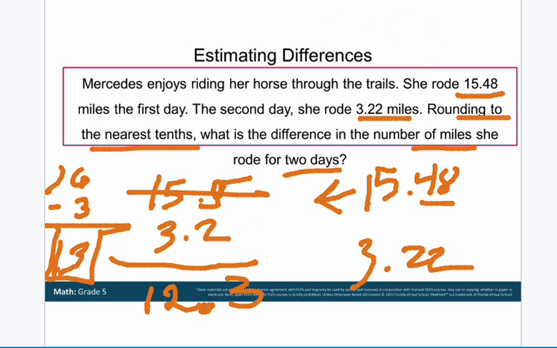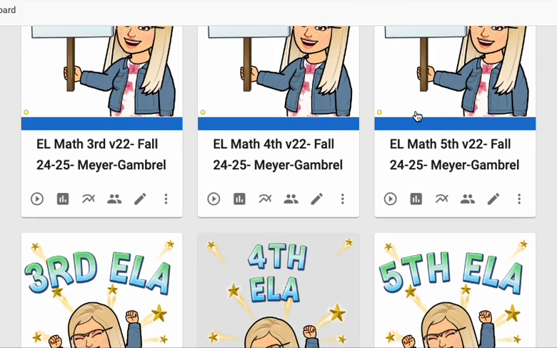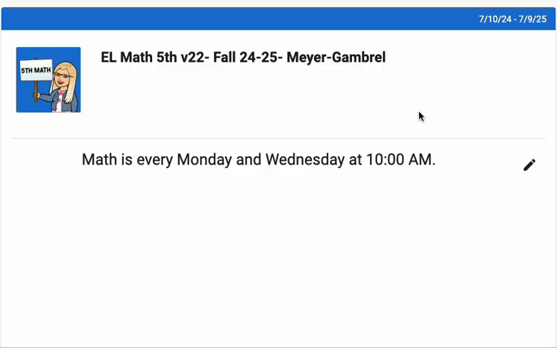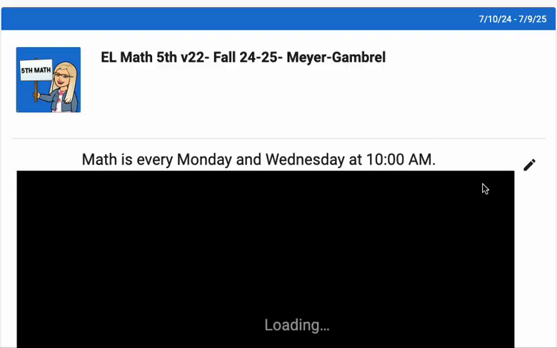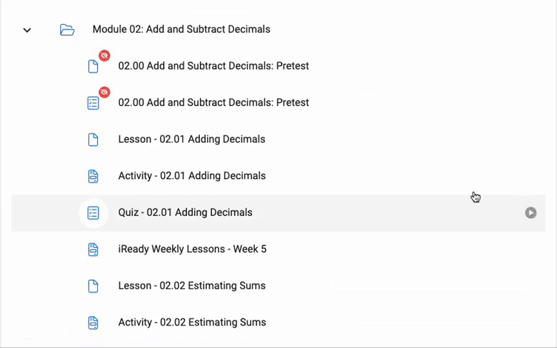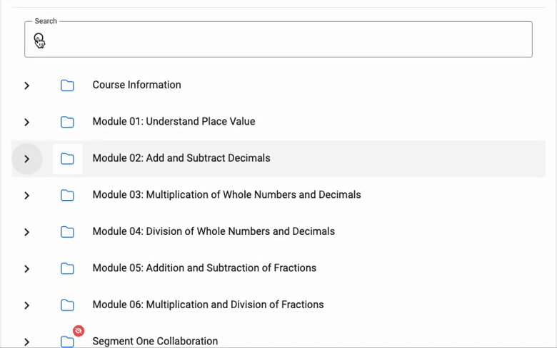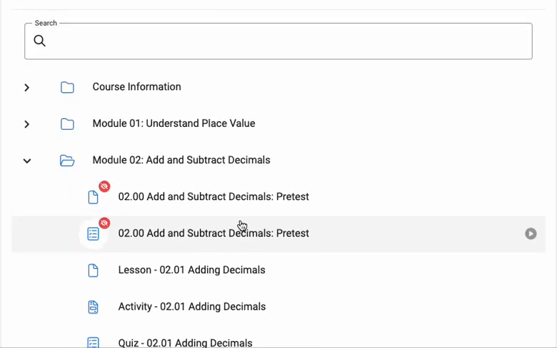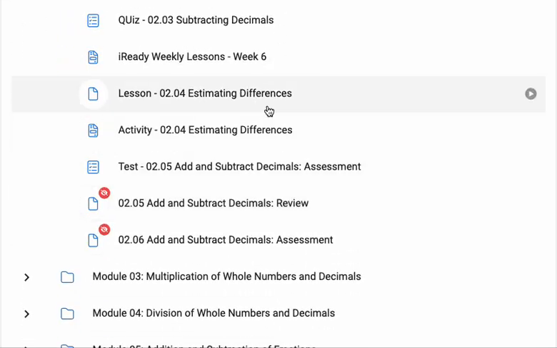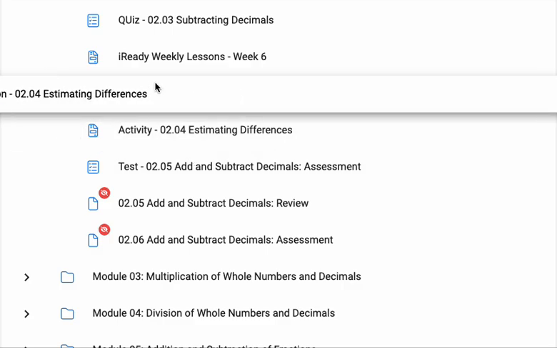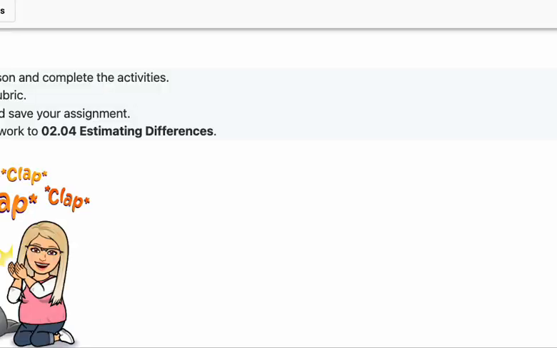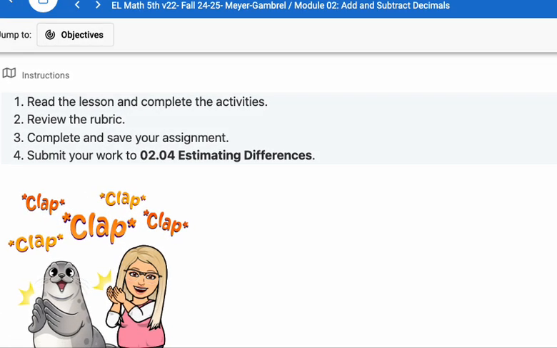Let's go ahead and head on into Buzz and take a look at our assignment. We are heading into 5th grade math. We are looking at lesson 204 today. So I'm going to go into the Module 2 folder. You're going to scroll down to lesson 204. Notice we have a test on Wednesday. We still have 3 iReady lessons, so if you haven't done your iReady lessons, make sure you're looking at them.